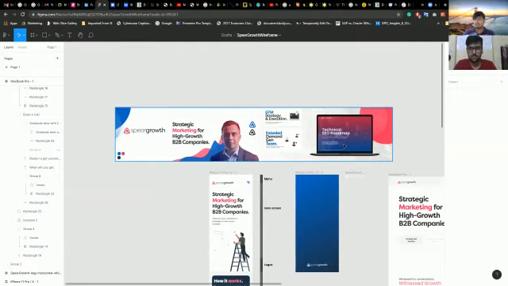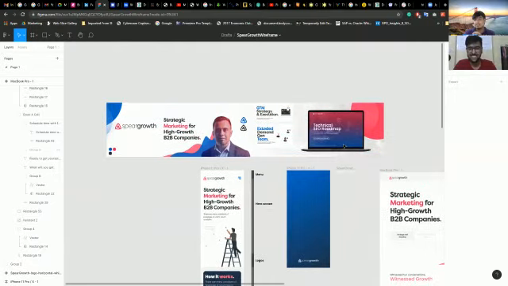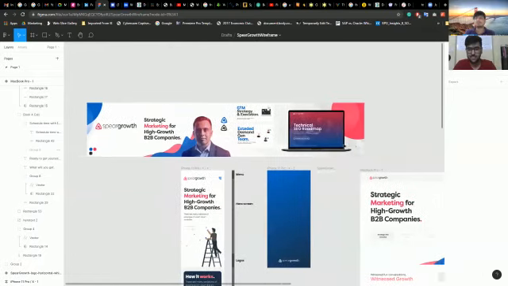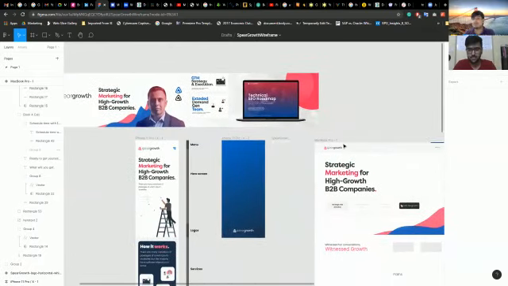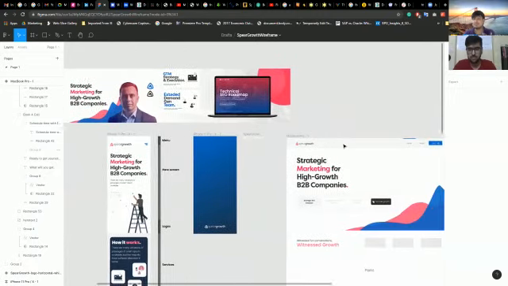And we got this finalized first. Now, from an identity point of view, this helps you define any cross-platform, cross-marketing assets that you create from a design point of view.